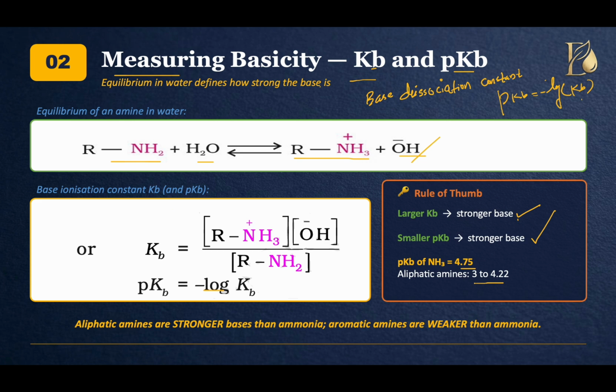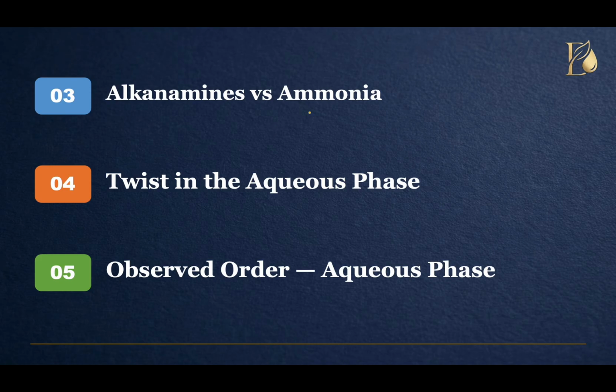Now we can check alkanamines versus ammonia. Which one is more basic? We already mentioned that aliphatic amines are more basic than ammonia. We will discuss in detail how the basicity is in aqueous solutions. Is it following the same trend? Is there any difference in the trends? And what are the reasons behind this? We can discuss this in detail in the next session, next video.